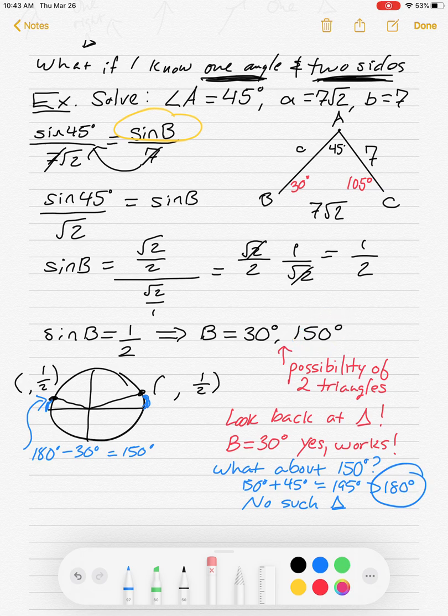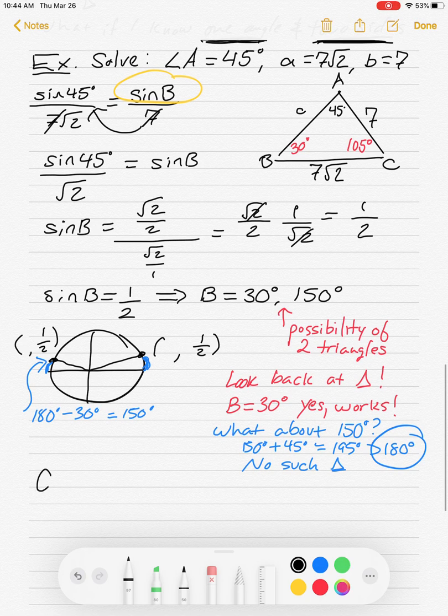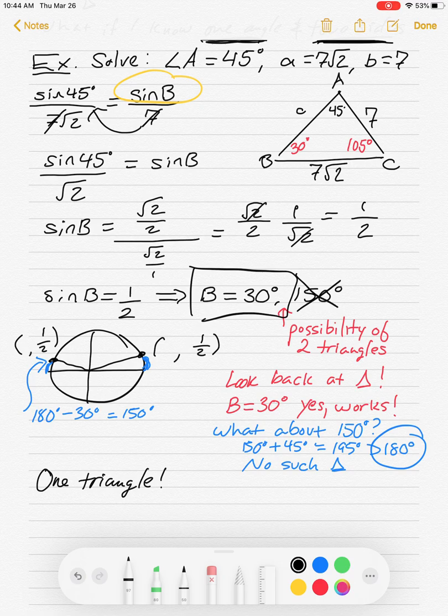In this case, then, I only have one valid triangle. And it's the one in which the angle B is 30 degrees. So in this case, 150 degrees is invalid.